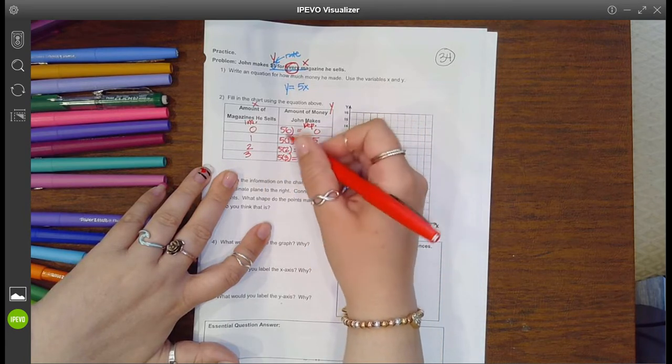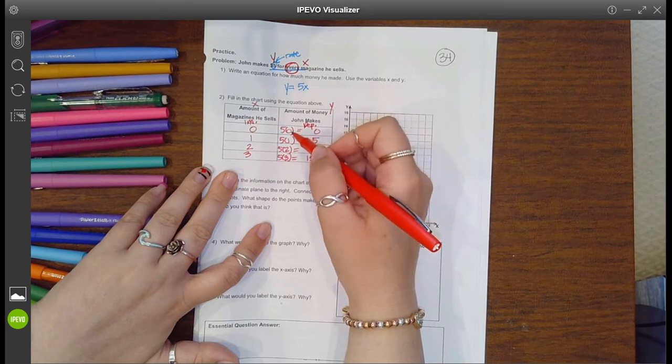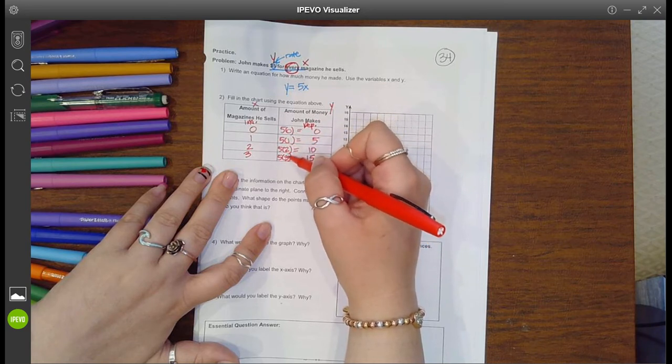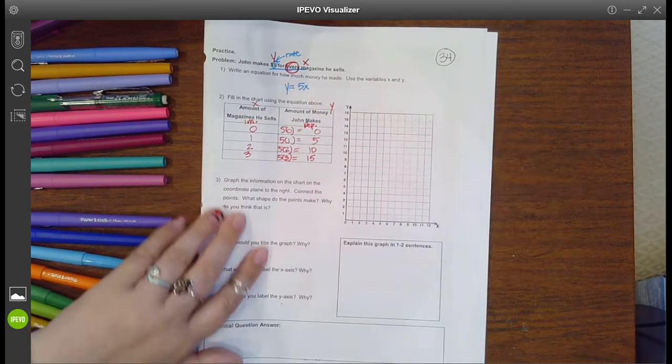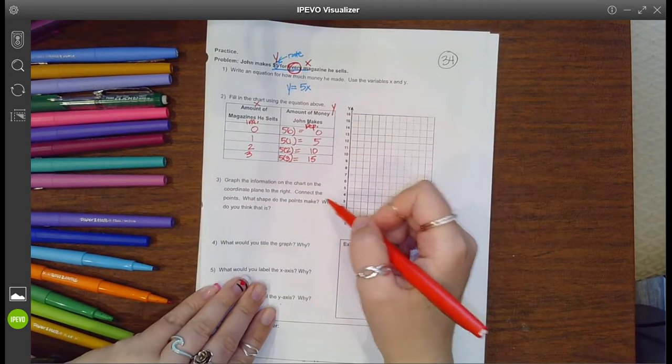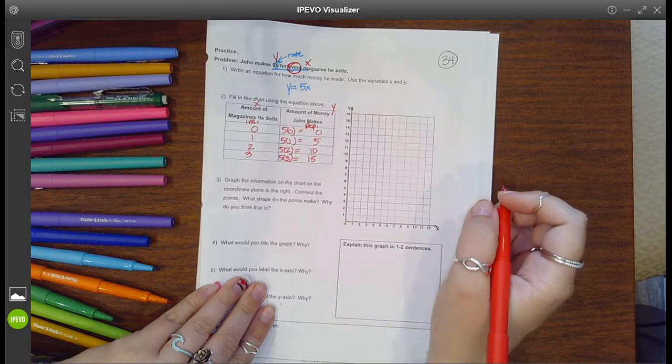This is just my work of how I got it. I substituted in 0, 1, 2, and 3, my x values, into my equation in order to solve for the y. Now I'm going to go ahead and graph this on the chart.